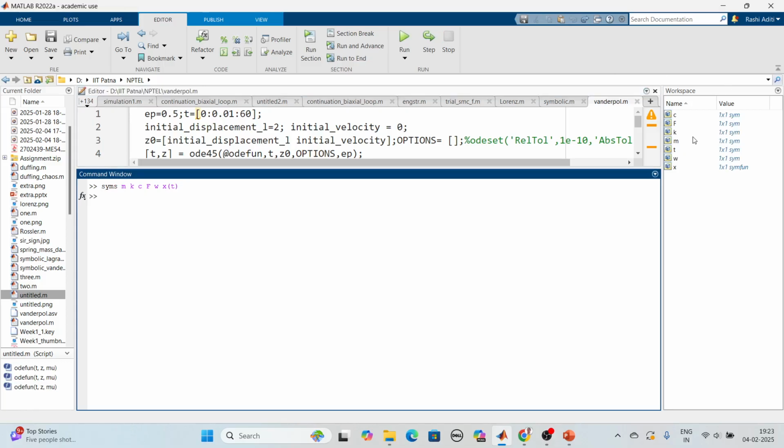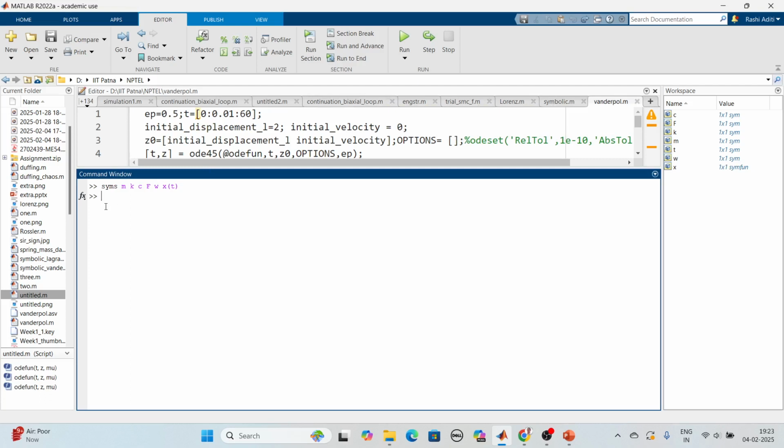See, here all my variables are defined. Okay. What is interesting is that all are defined as symbolic variables. However, x is defined as a symbolic function, because it's a function of time. Okay. Now, what will I do next?